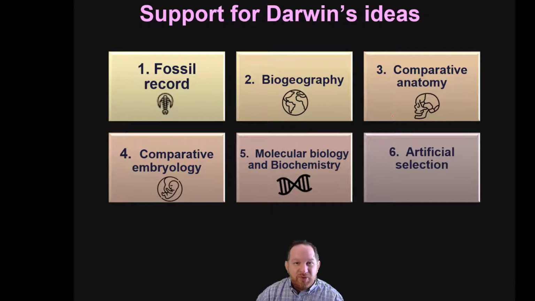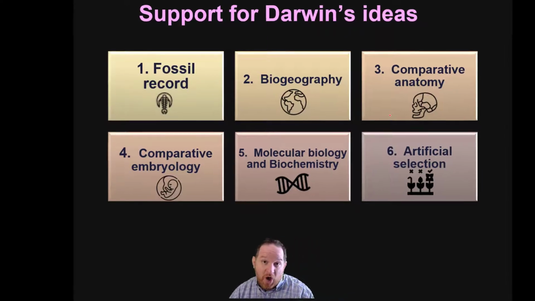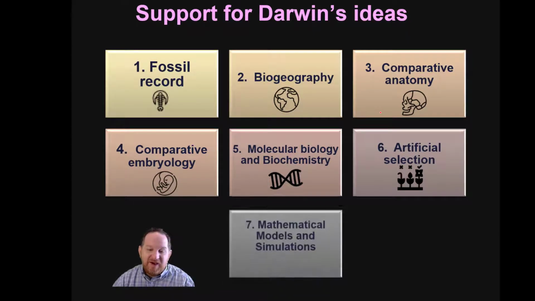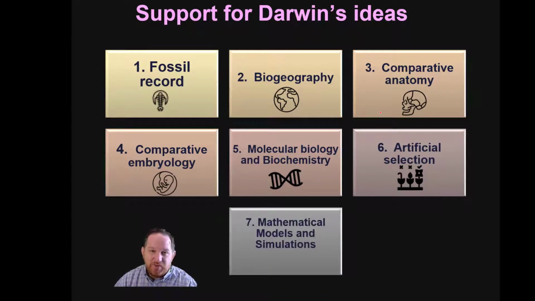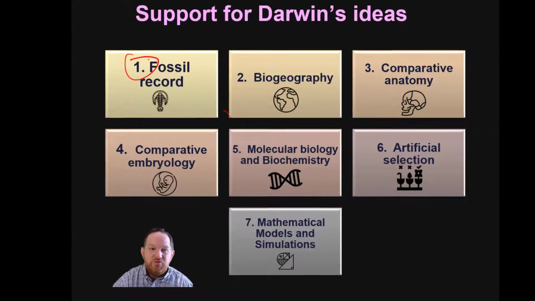And then we'll talk for a brief moment about artificial selection. That is how we as humans have now interfered with evolution and natural selection, and we can artificially select, as farmers do, what plants to breed with each other or what dogs to breed. And then finally, our last piece of support that we're going to go over in this video is how we can use mathematical models and simulations to make trees that show evolutionary relationships. Okay, so we're going to start with the very first one, fossil record.